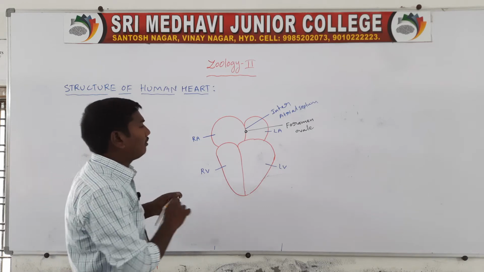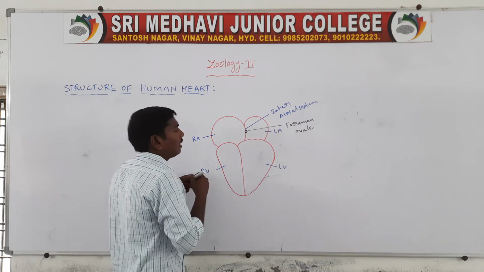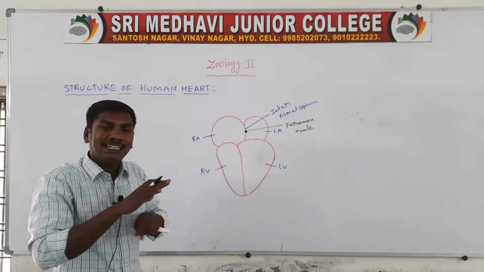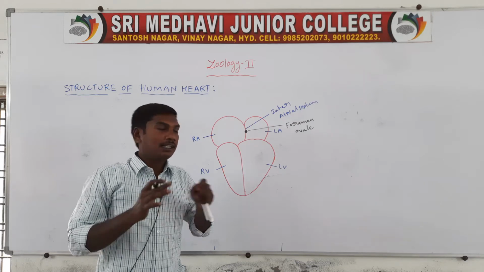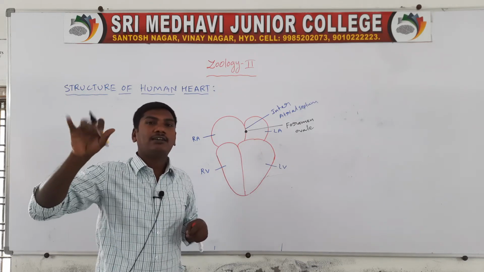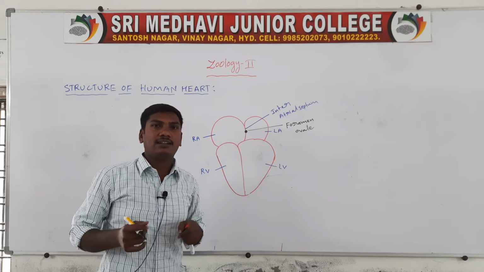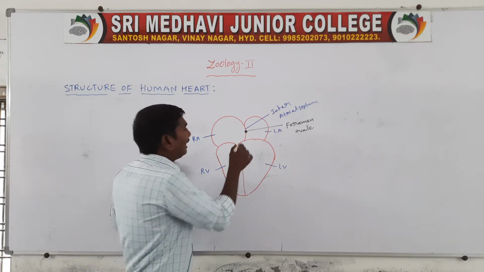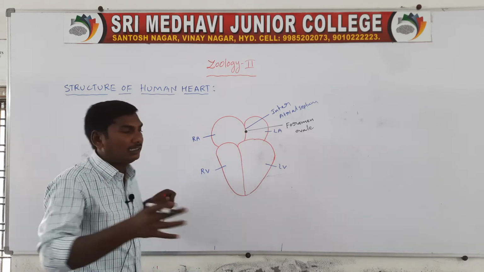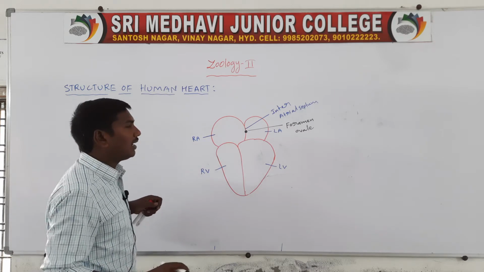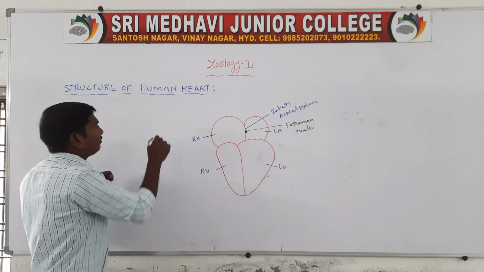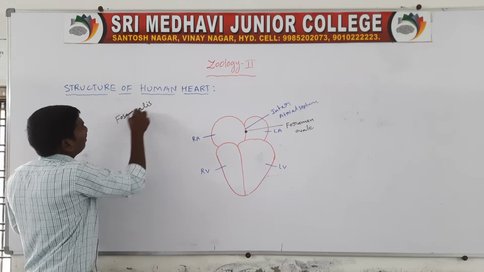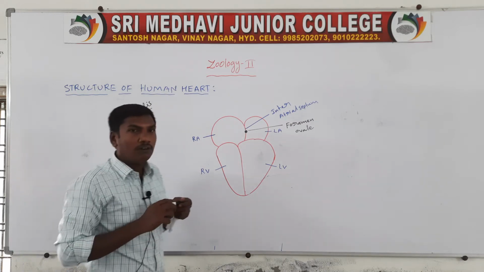This foramen ovale closes at birth, after the lungs become functional. After birth the lungs are functional, so the hole is closed. In that region there is a small mark. That mark is called the fossa ovalis.